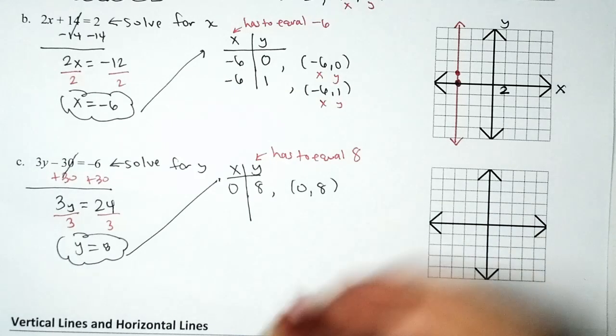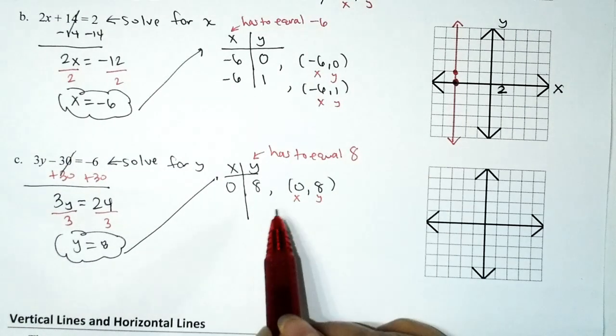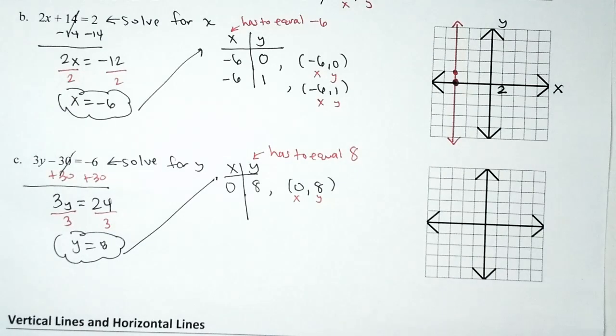So let's go ahead and graph it. So from the origin, X is 0, Y is 8. So from the origin, X is 0.